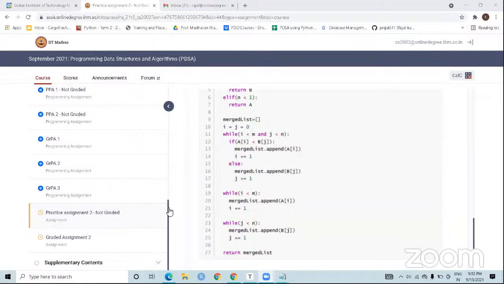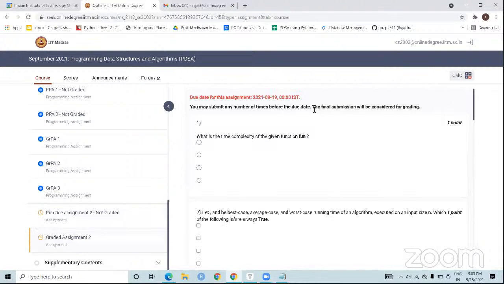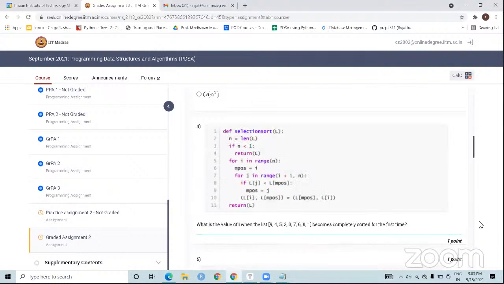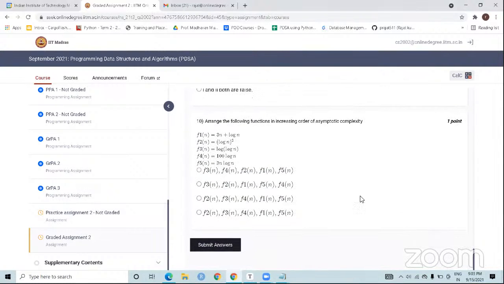Which assignment? The second graded assignment. The 10th question. Yes, it looks like that for me. Both options 3 and 4 are the same: 3, F2, F3, F4, F5. And also "none of the correct." Why none of the correct? Because it is not correct, sir. Because F1 is greater than F3.